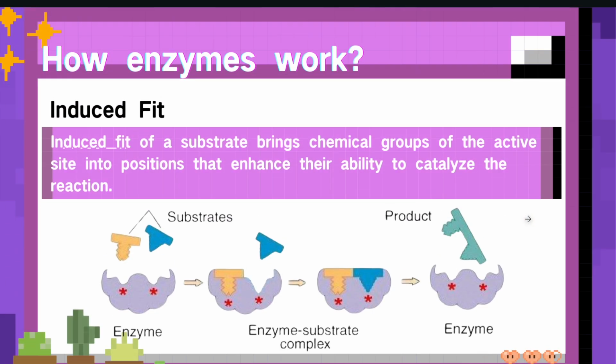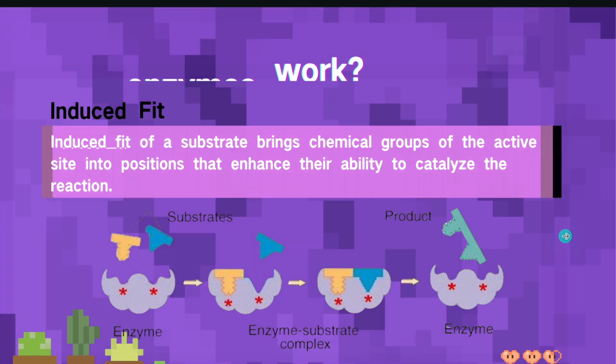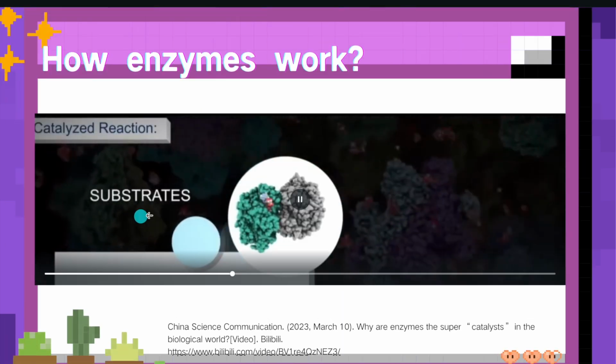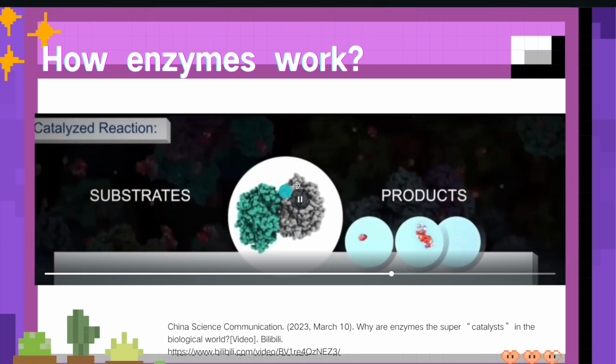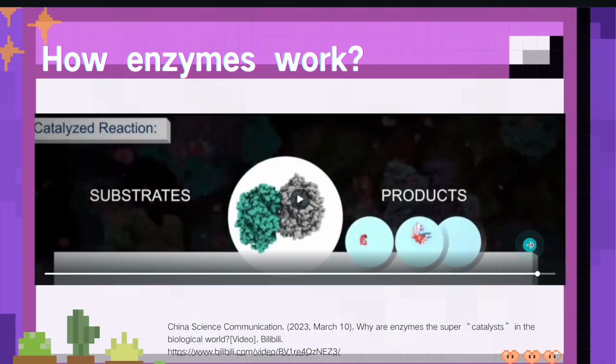The second concept is induced fit. Induced fit of a substrate brings chemical groups of the active site into positions that enhance their ability to catalyze the reaction. Here we see the substrate's shape and the enzyme's active site's shape are really different. However, when they come into contact, the enzyme's active site's shape will change to suit the substrate's shape and then combine together to produce the products. This is the substrate, it combines with the enzyme, and here come the products.